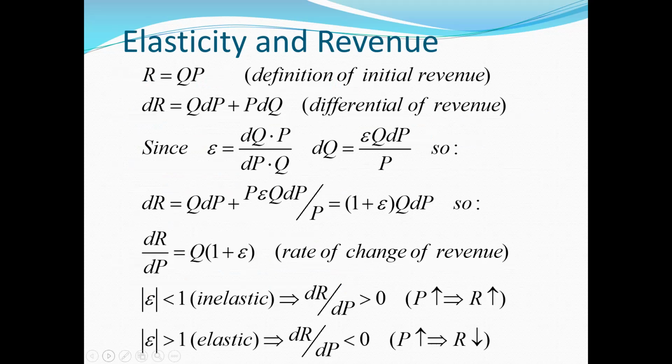You could do it with the delta notation as well. So the initial revenue that you're going to collect, if you're selling Q pieces and charging a unit price of capital P, is the unit price times the quantity sold. Okay, that's how much money you're collecting.